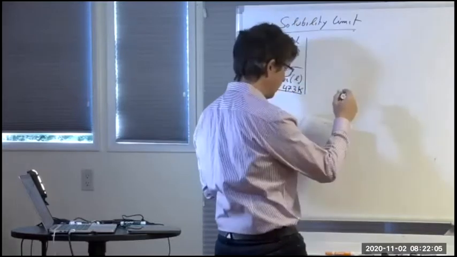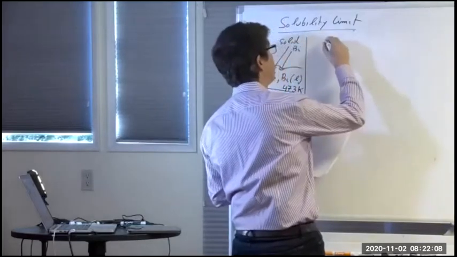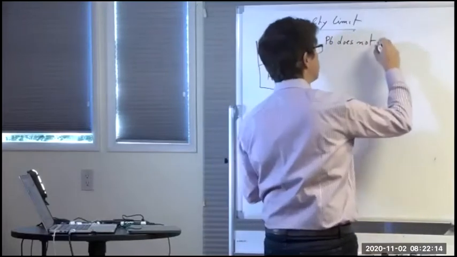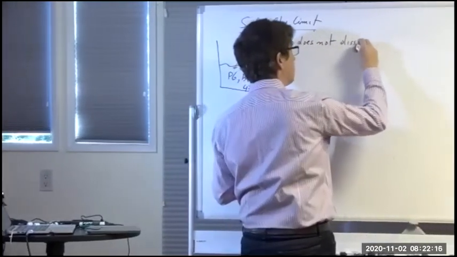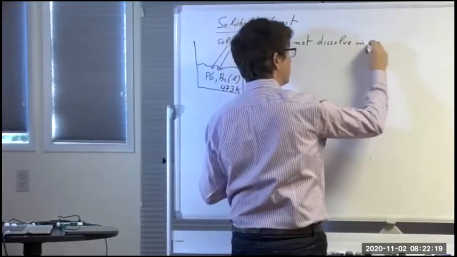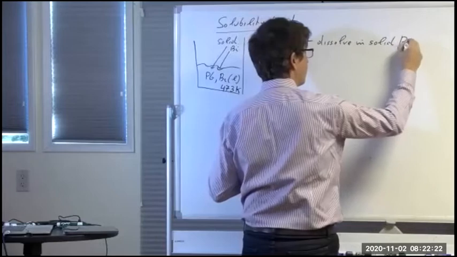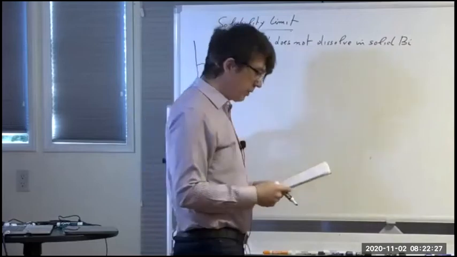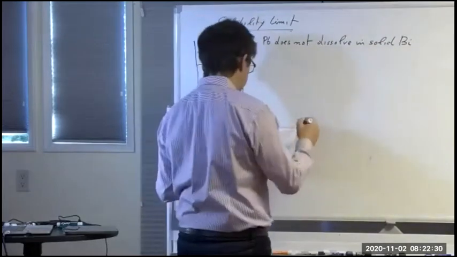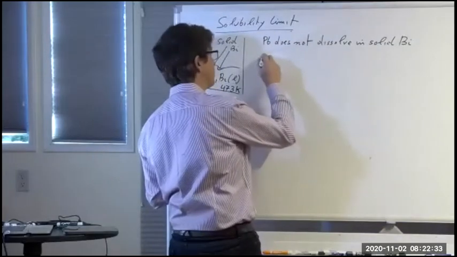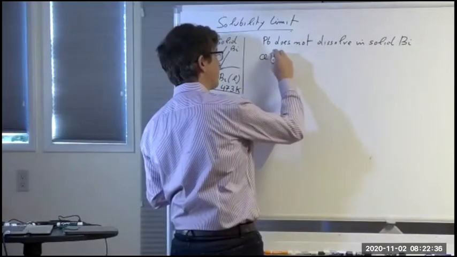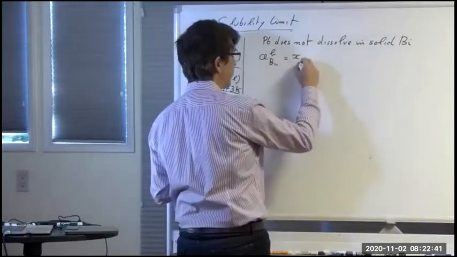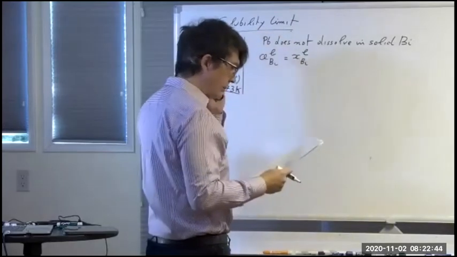I'm going to give you a few pieces of data. Lead does not dissolve in solid bismuth. This is a fairly easy statement to make because often the solubility in the solids is much smaller than in the liquids, but we'll come back to see what that really means. I'm going to assume the simplest activity model for the bismuth in the liquid: the activity of bismuth in the liquid is simply the mole fraction of bismuth in the liquid. So it behaves Raoultian.